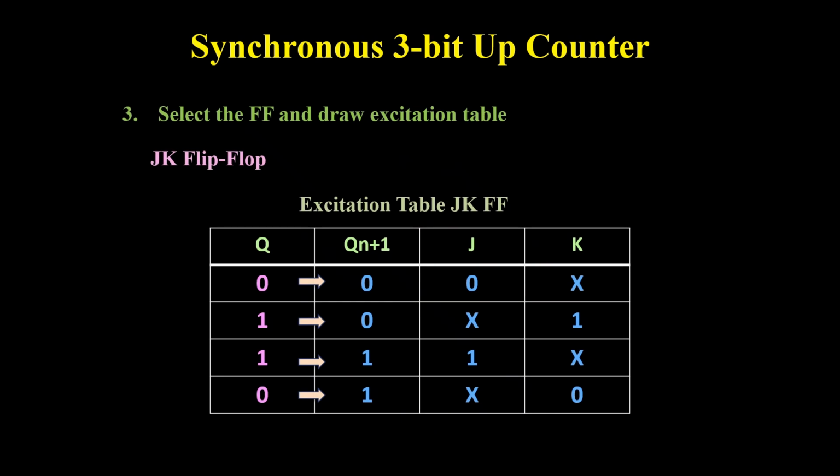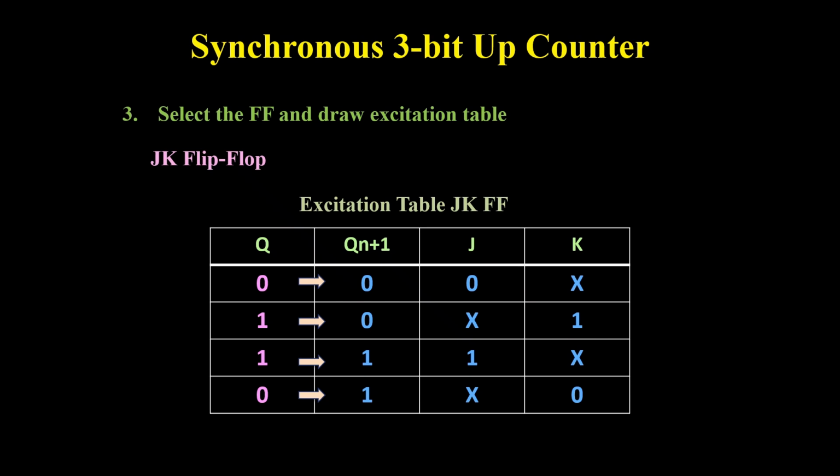So after the second step, the third step is to select the type of the flip-flop. That means using which type of flip-flop we are going to design this counter. And once we decide the type of the flip-flop for the counter, then accordingly we need to draw the excitation table of the counter. So in this case, let's say we are going to design this counter with the help of the JK flip-flop. That means all the 3 flip-flops in the counter will be the JK flip-flop.